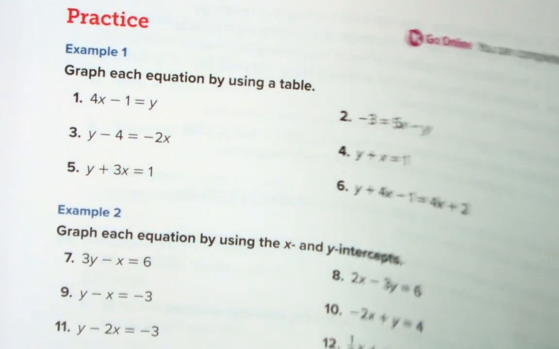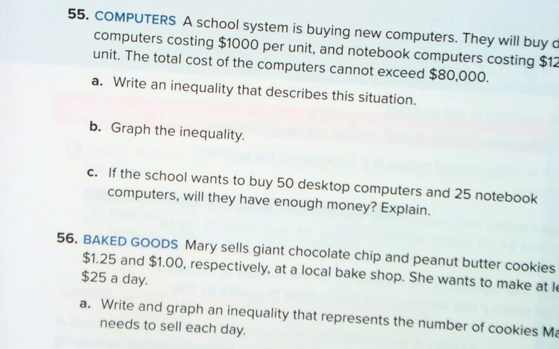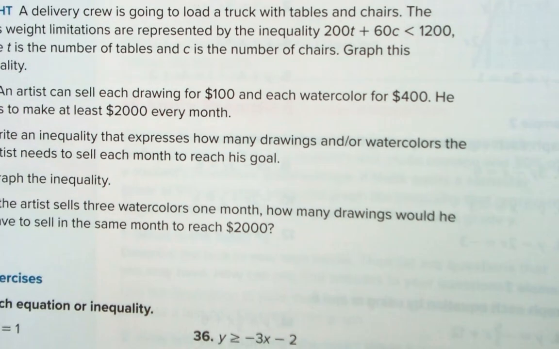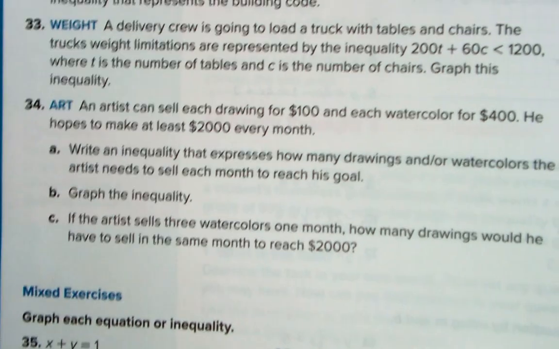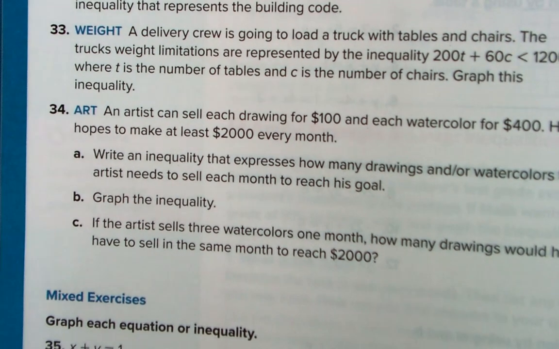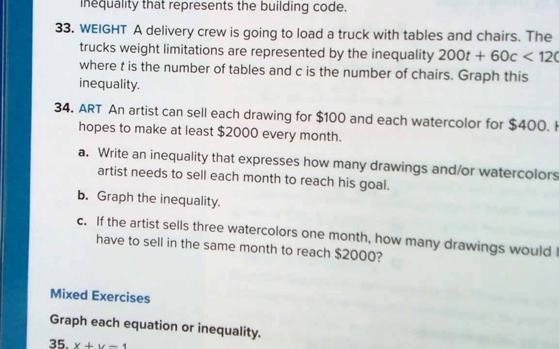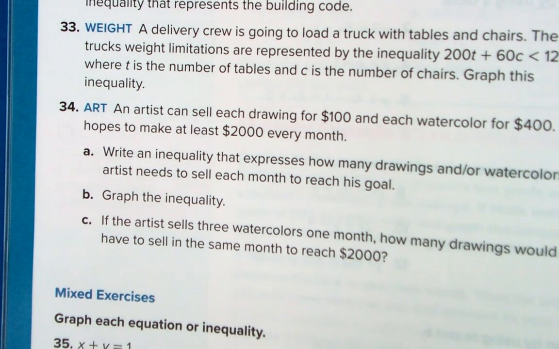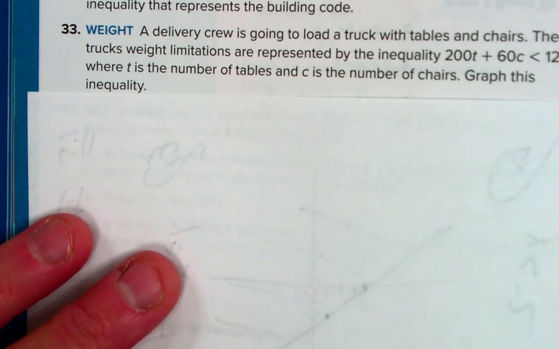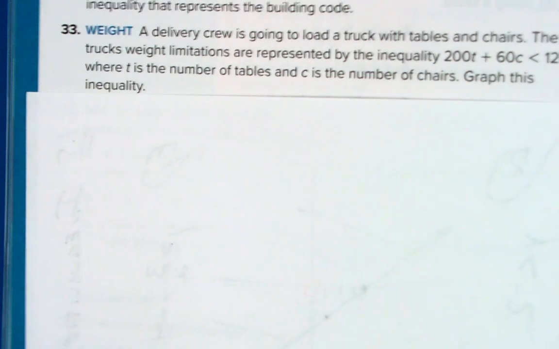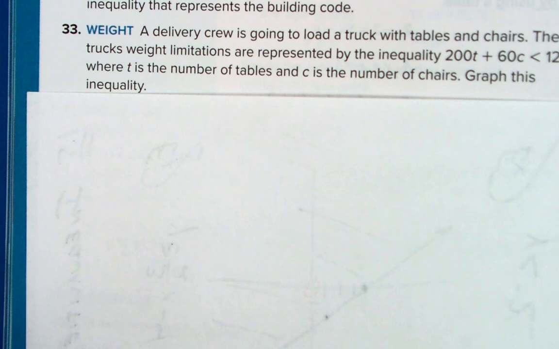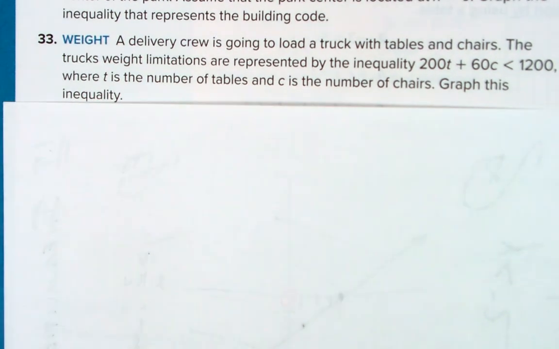Here we go. I just want to take a look at a couple word problems here real fast. I know you guys have got limited time, so I'm going to skip right to one of the ones that will make us think just a little bit more. This is not too bad a problem. A delivery crew is going to load a truck with tables and chairs. The truck's weight limits are represented by the inequality 200t plus 60c is less than 1200. Question, how much does a table weigh?